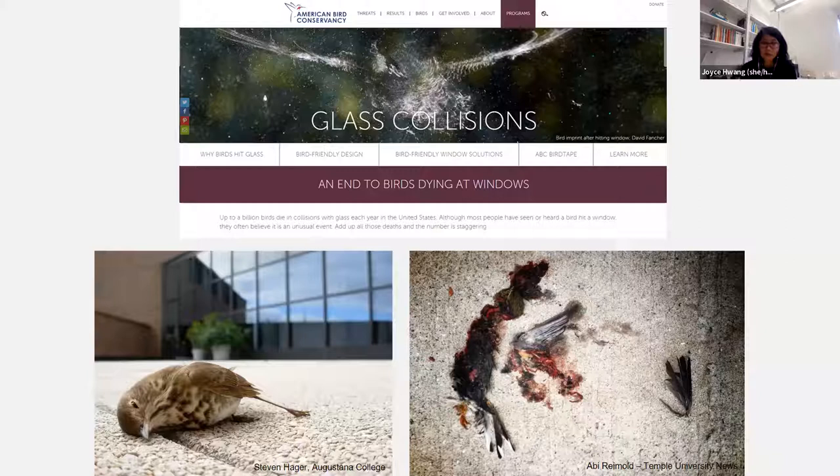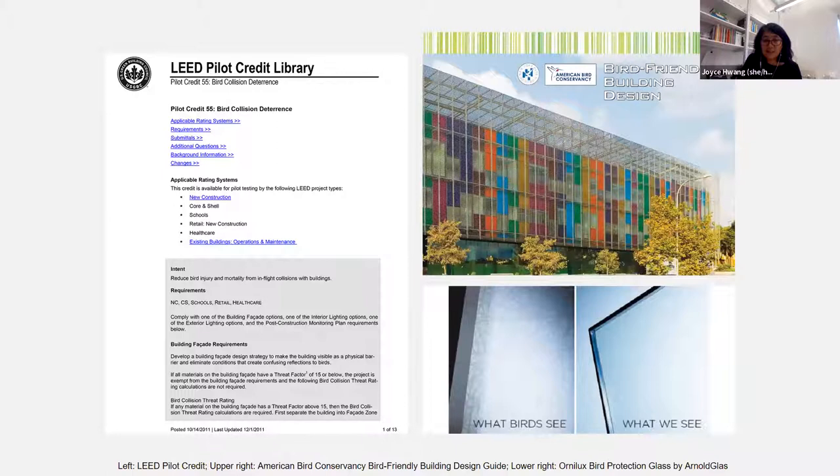And at this point, I was really interested in the crisis of bird glass collision. Many of you know, of course, that one of the primary reasons why birds die in cities is crashing into glass, which they can't really see. It's transparent to them, or transparent reflective glass is not visible to them. And in addressing bird glass collision, there are a number of organizations and institutions that are already working on this as well. And I'm sure you're familiar with many of these.